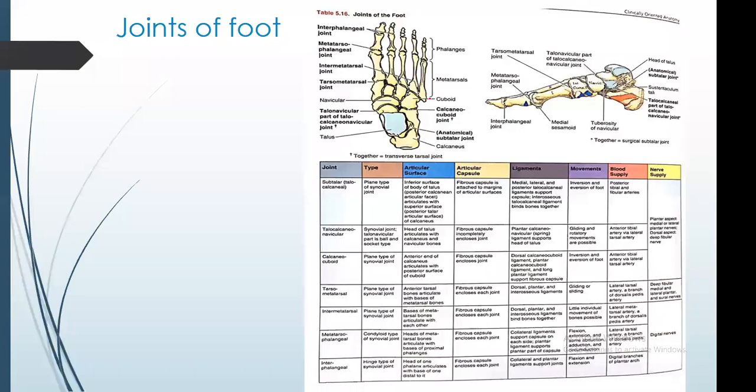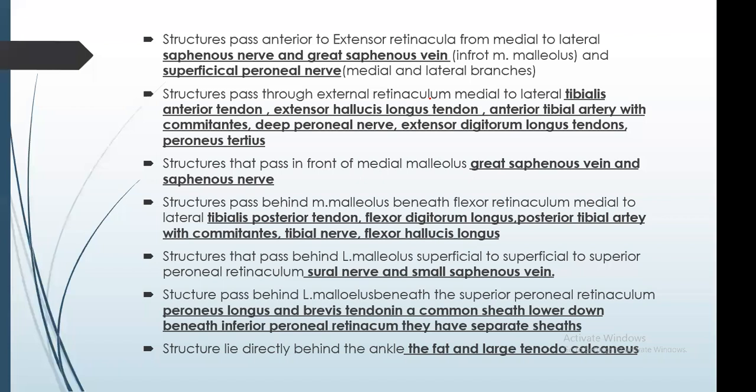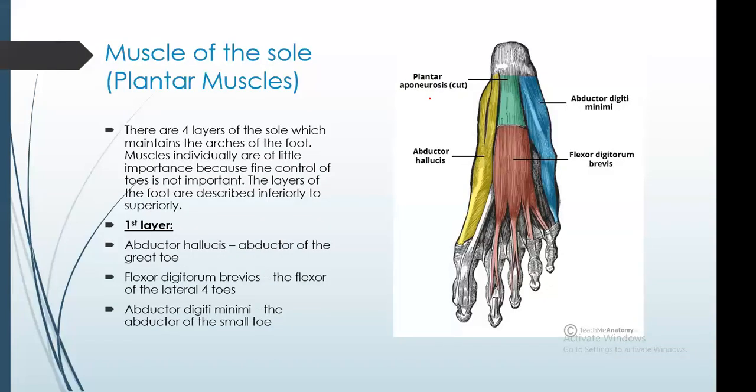Now we have the muscles of the foot. There are four layers of the sole which maintains the arches of the foot. Muscles individually are of little importance because fine control of the toes is not important. The layers of the foot are described inferiorly to superiorly.